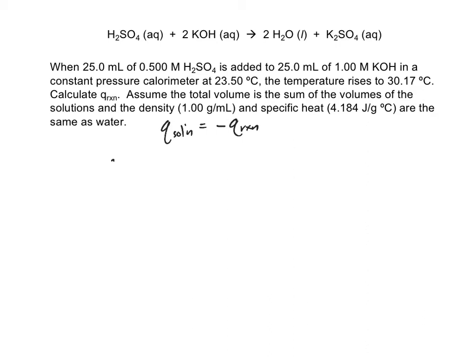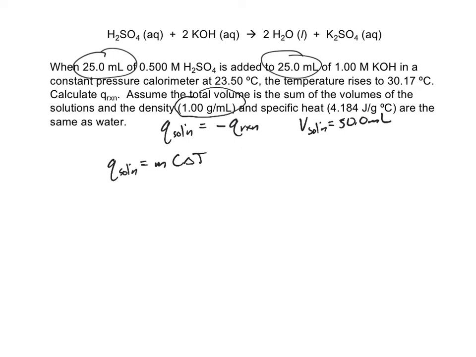And for the Q for the solution, I can calculate that directly using the MC delta T formula, because we're told we can assume that the total volume is the sum of the volumes of the solutions. So I have 25 milliliters and 25 milliliters. So for my solution, I'm going to have 50 milliliters. But we're told to assume that the density is the same as that of water. So if the solution has a density of 1 gram per milliliter, then if I have 50 milliliters, the mass of the solution is 50 grams.